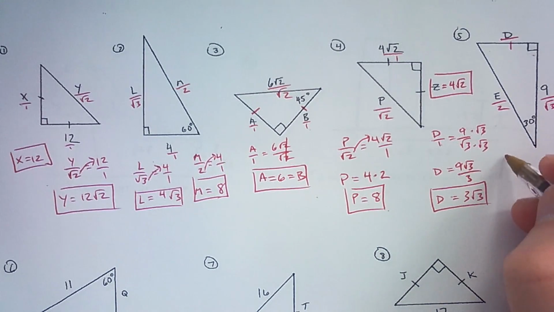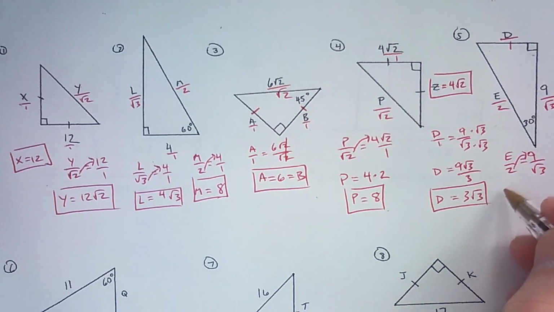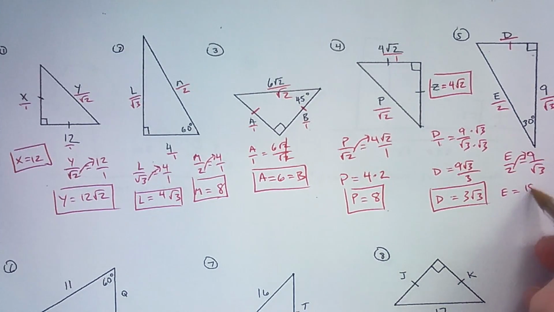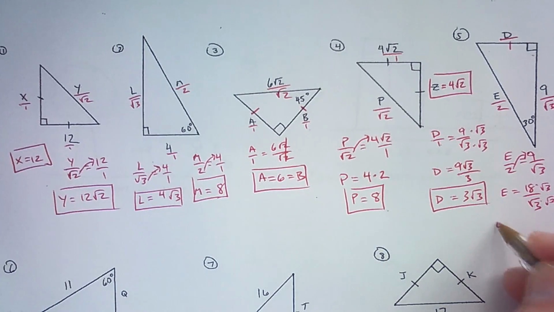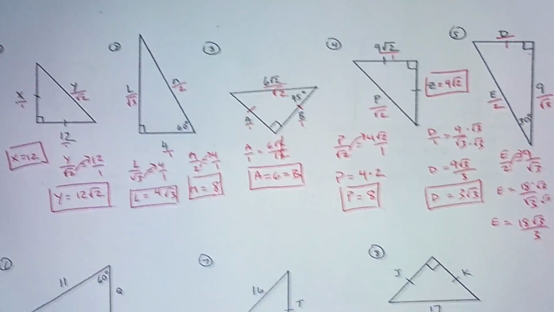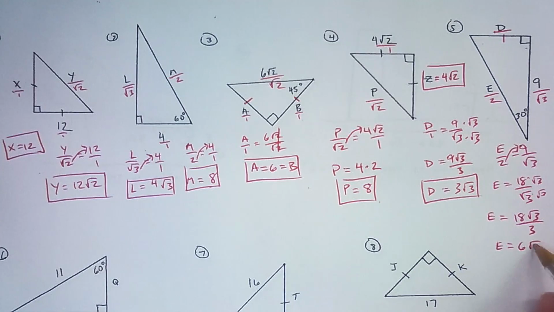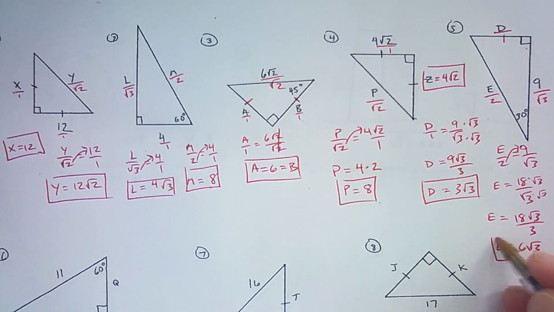Okay, then I have E is to 2 as 9 is to the square root of 3. So I need to multiply that 2 across, and I get E is 18 over the square root of 3. And I need to multiply the top and bottom both by the square root of 3. So I get E is 18 root 3 over 3. And 3 goes into 18 6 times, so E is 6 times the square root of 3.